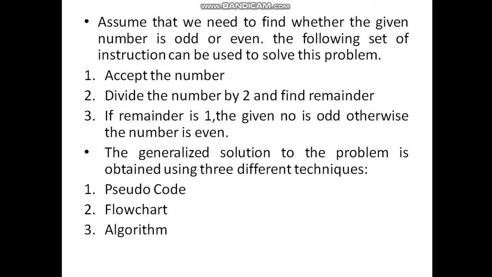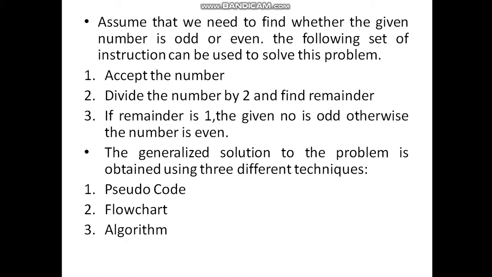Second, divide the number by 2 and find the remainder. We take the number as 4. Then divide the number by 2. Suppose we divide 4 by 2, then the remainder is 0. Now take step 3. If the remainder is 1, the given number is odd, otherwise the number is even. Here, our remainder is not 1, so it is an even number, not an odd number.